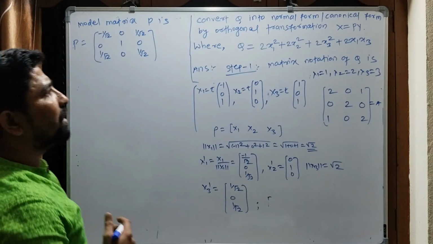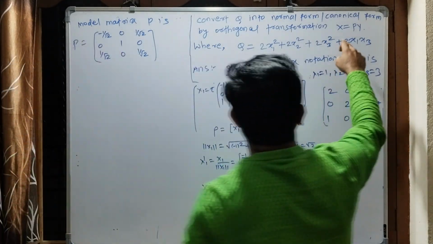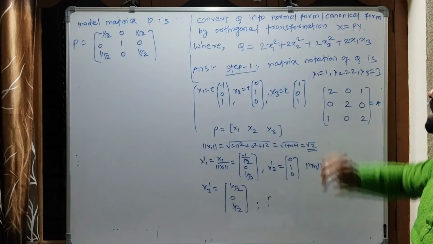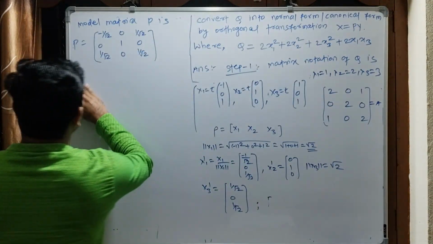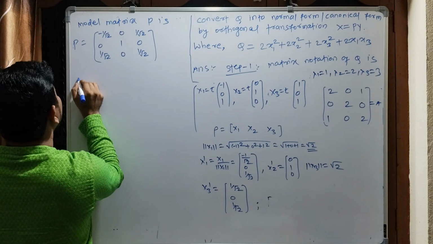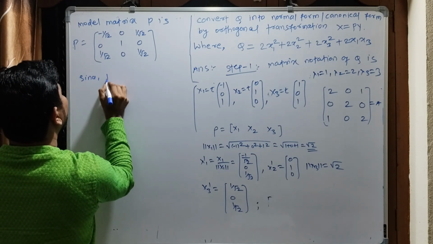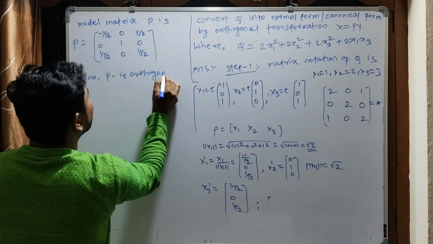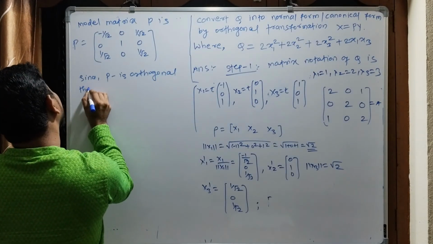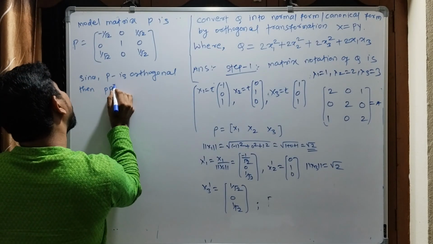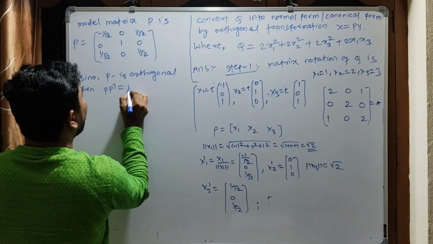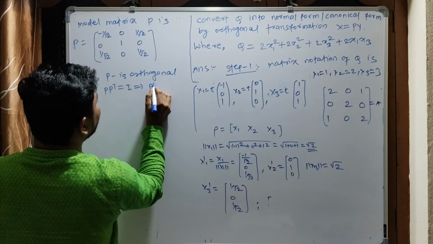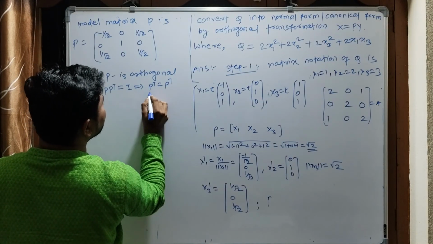Now in the question, x equal to Py is the orthogonal transformation. This means that this P is the orthogonal matrix. Since P is orthogonal, P into P transpose equal to I. Therefore this implies that P transpose equal to P inverse.